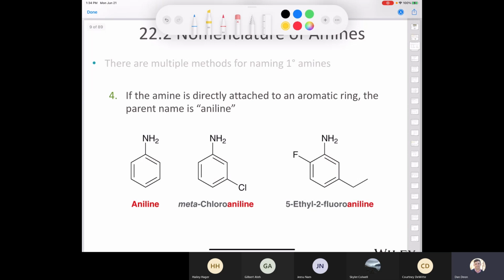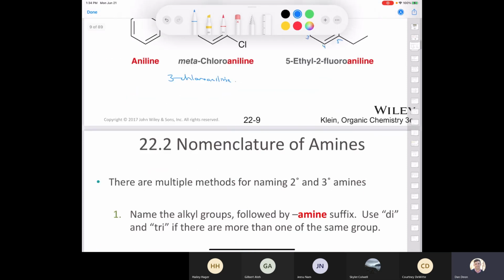If the amine is directly attached to an aromatic ring, of course, you know that that is an aniline of some sort. So here we have aniline, meta-chloroaniline, 5-ethyl-2-fluoroaniline, right? And of course, you want to number it in such a way to give the first substituent the lowest possible number. The carbon with the nitrogen on it on the ring is always carbon number 1. So we have 1, 2, 3, 4, 5, like that. Here you'd have 1, 2, 3. So you could also call this 3-chloroaniline. Okay, either way is perfectly reasonable.